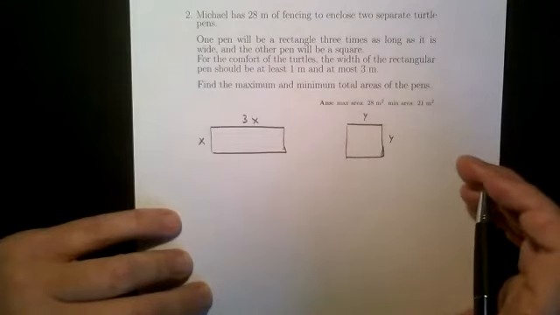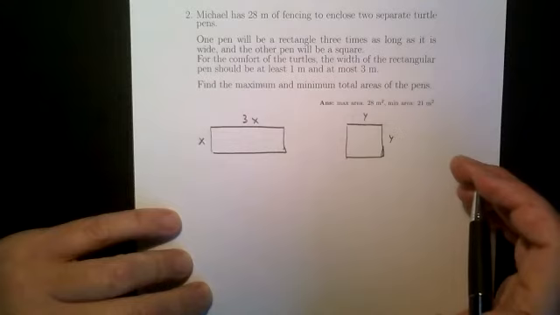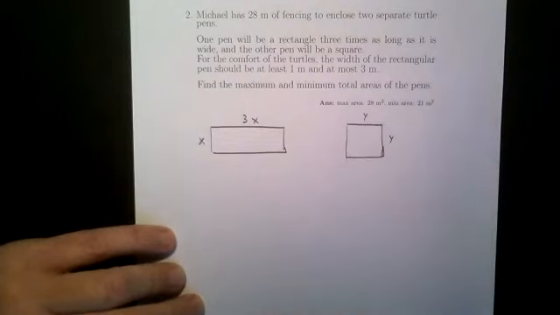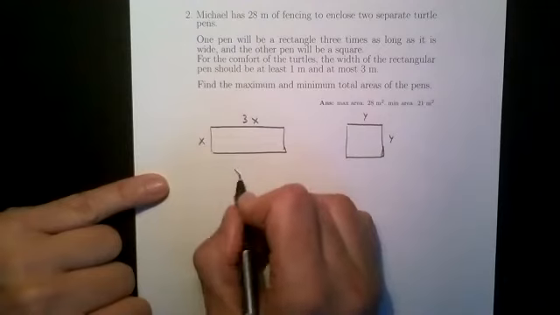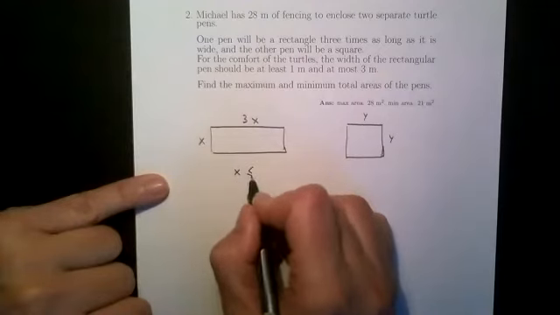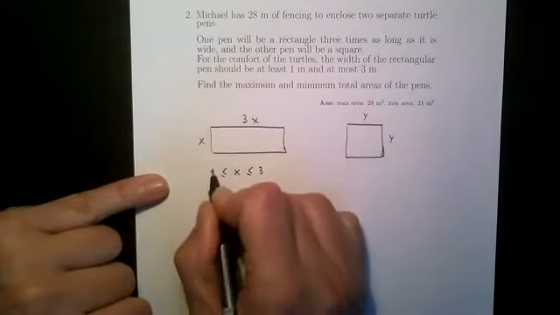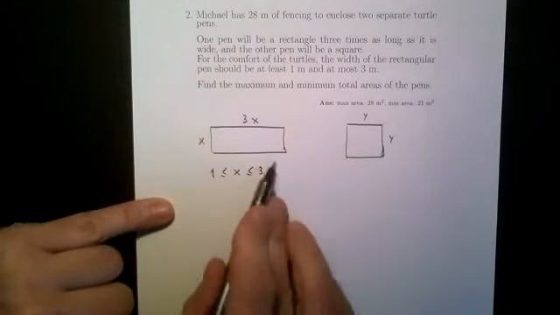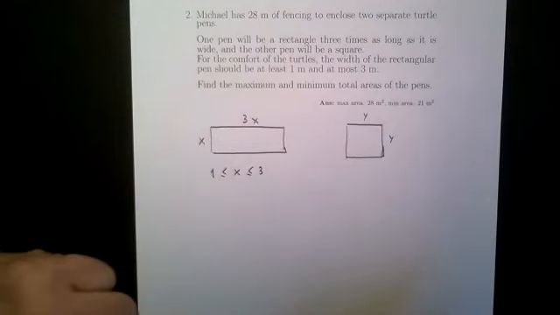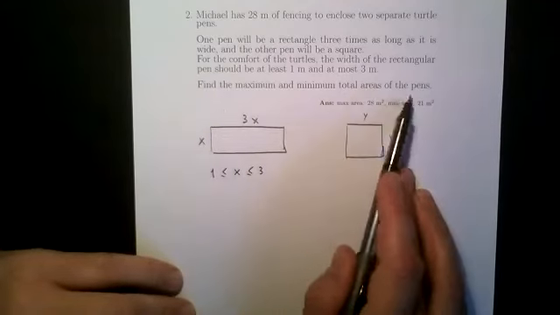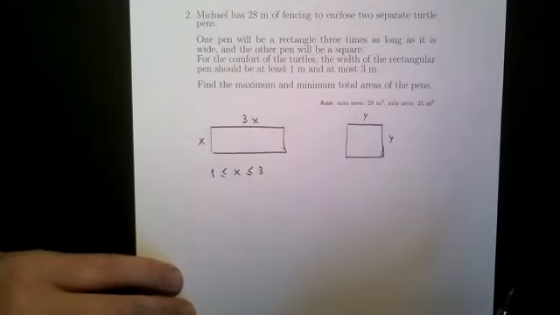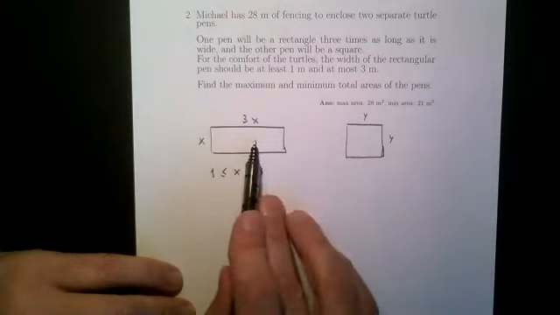The width of the rectangular pen should be at least 1 meter and at most 3 meters. So it's given to me that the width, x, is at most 3, at least 1. So they just gave us our bounds. Find the maximum and minimum total areas of the pens. Okay, so we're going to maximize the total area.